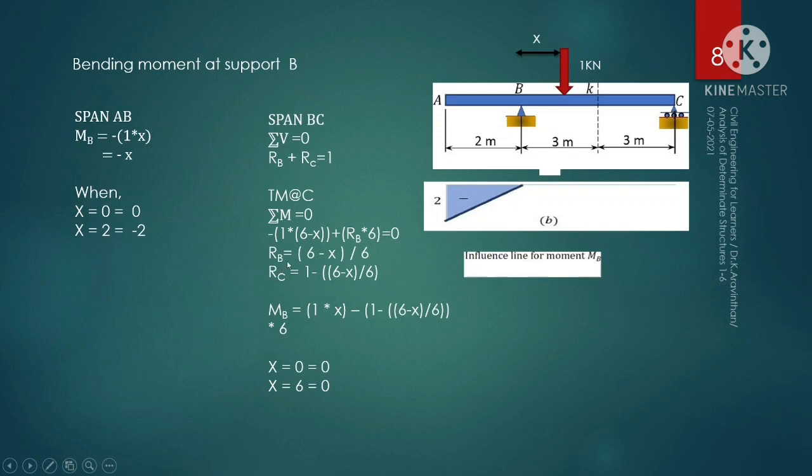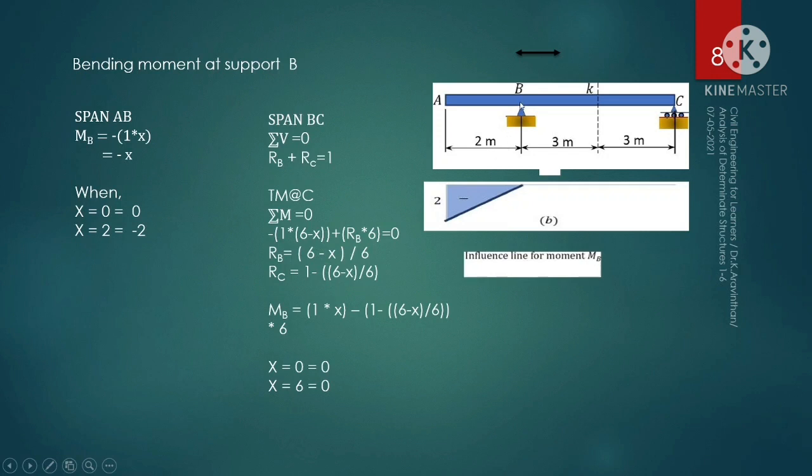Now I have found out RB. RB equals, if I take this outside, 6 minus x divided by 6. And after finding RB, I can find RC. If I substitute the RB value here, RC will be 1 minus RB. So if I need to find RC, it is 1 minus RB. The RB value is the same, I have substituted here.